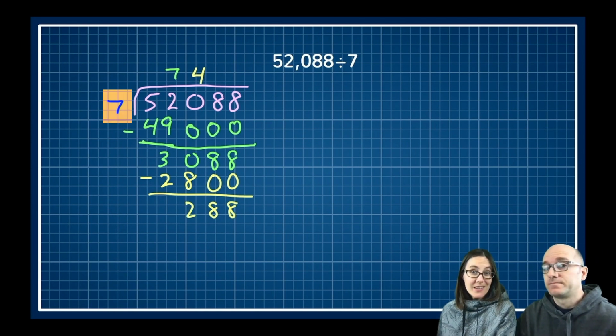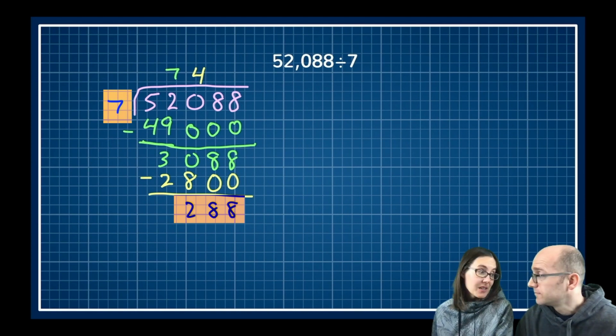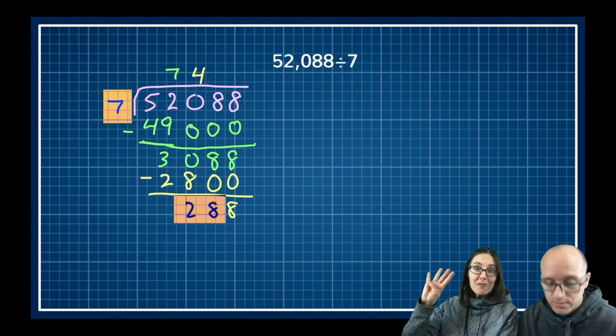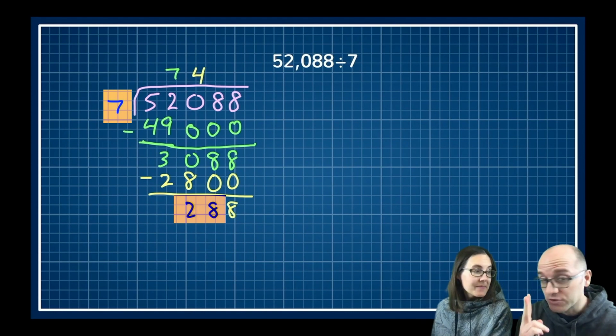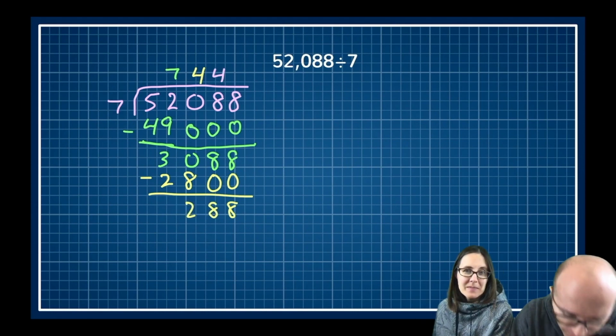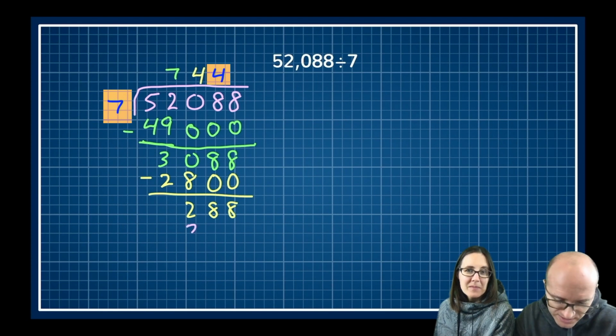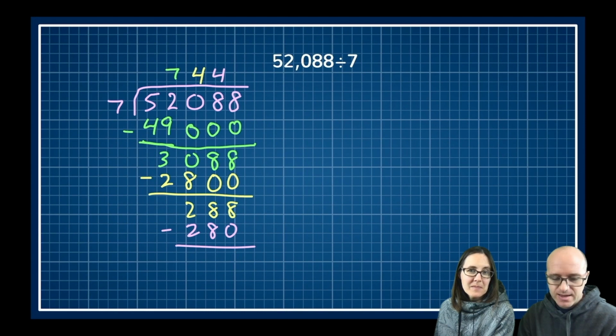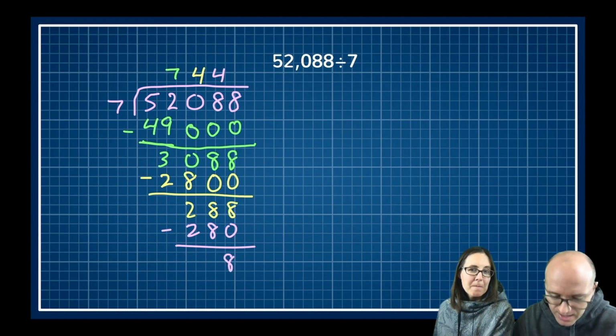Okay. So now we have 7 goes into 288 how many times? Doesn't go into the 2, but it does go into 28 exactly 4 times. Okay, so once again, we're just looking at those first two digits. So we put a 4 there. 7 times 4 is 28. Put an extra 0 there, subtract, and we're just left with 8.